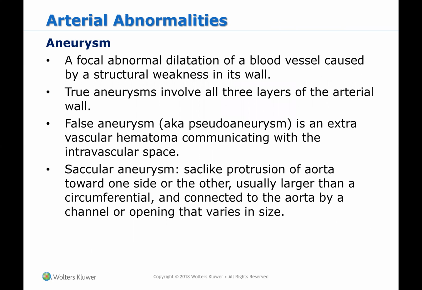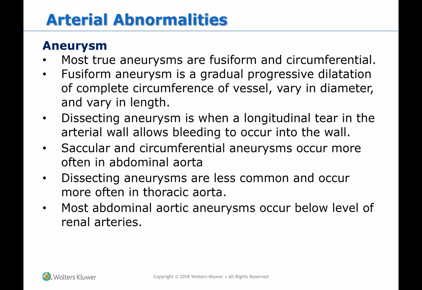So, a focal abnormal dilatation of a blood vessel caused by a structural weakness in its walls. A true aneurysm involves all 3 layers. A false aneurysm or a pseudoaneurysm is an extravascular hematoma communicating with the intravascular space. So it's different. The true aneurysm needs all 3 walls to be part of it. A saccular aneurysm is a sac-like protrusion of the aorta toward one side or the other, usually larger than circumferential and connected to the aorta by a channel or opening that varies in size.